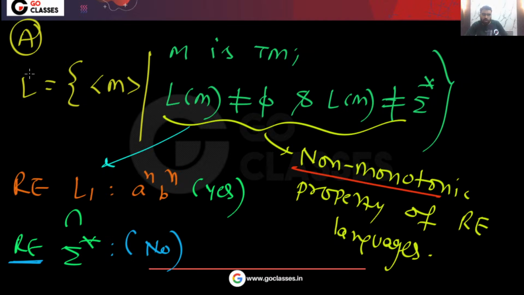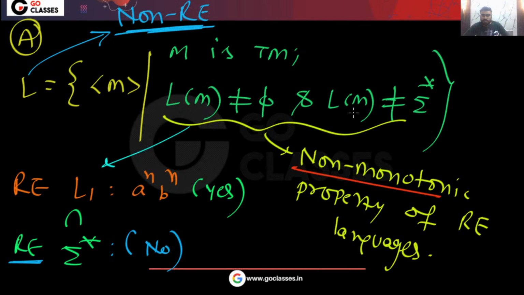Because this is a non-monotonic property of RE languages, this L is not RE. Is this clear? So this is undecidable, and also unrecognizable. Is this clear? This is undecidable and unrecognizable. So did you understand this? Please tell me. This is a non-monotonic property.